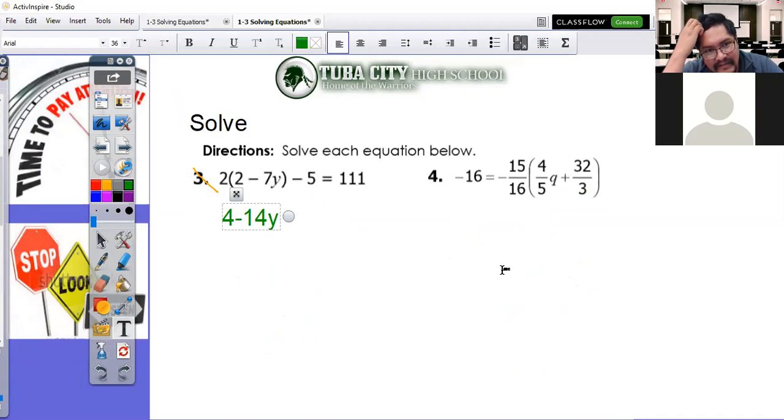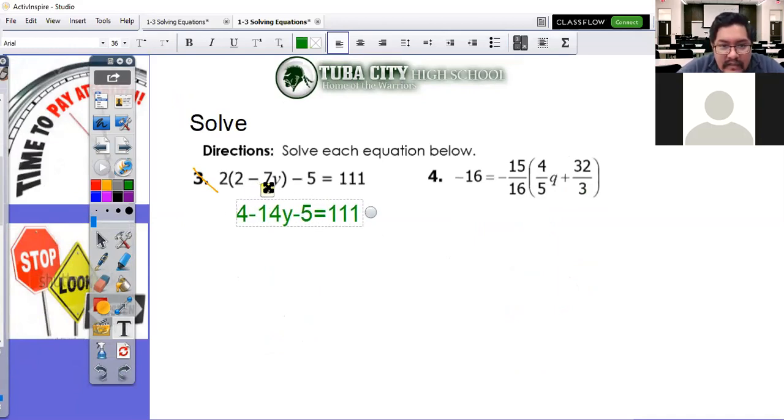Sorry. 2 times -7 is -14y. Minus 5 equals 111. And I'm going to put this underneath here so that when it's lined up, I can see if anything's going on. So if I made a sign switch, I can easily spot where the problem would be.